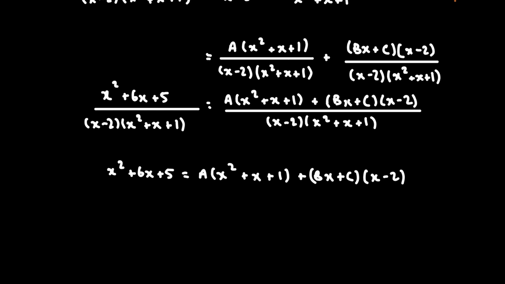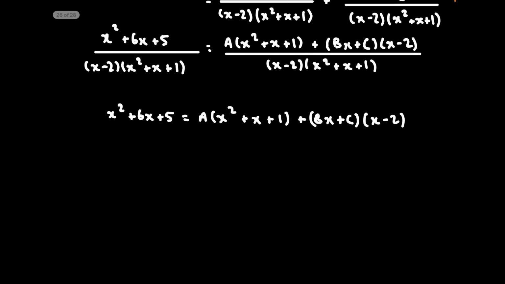So I can write it as such. Now what I can do is substitute in a nice number, and I can already notice that this factor here, I can cancel it out to give me a 0. If x take 2 equals 0, that means x must equal 2. So continuing on, first of all, let x equal 2.